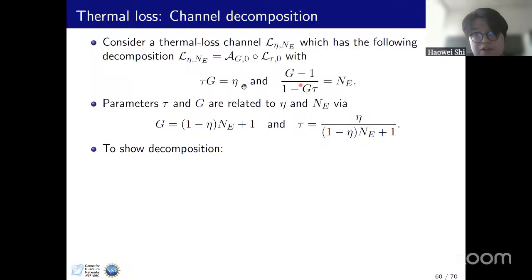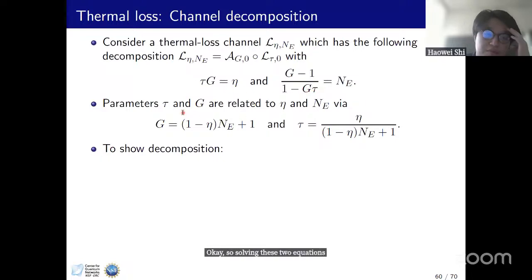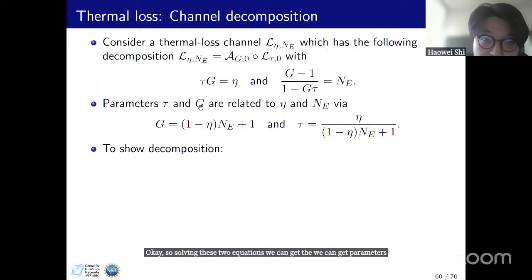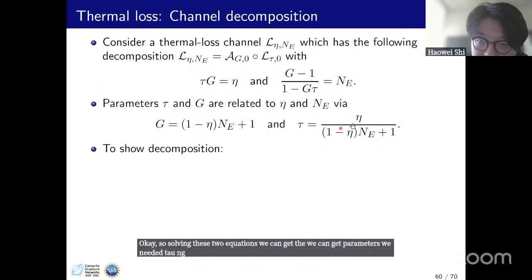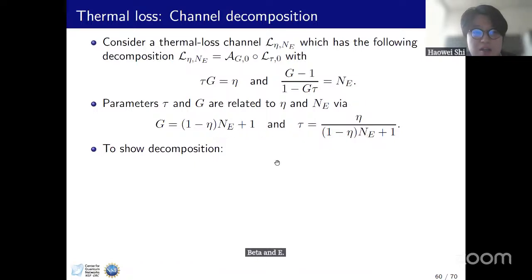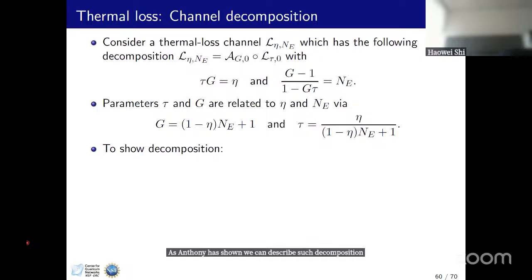Okay, so solving these two equations, we can get the parameters we need, tau and G, dependent on eta and NE. So the decomposition, as Anthony has shown, we can describe such decomposition with very neat diagrams.